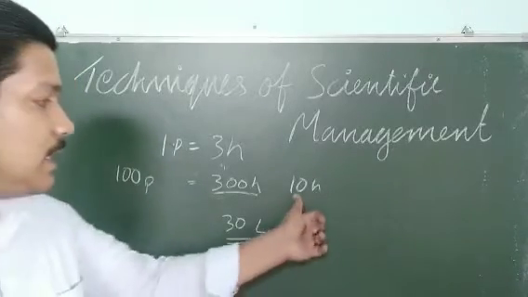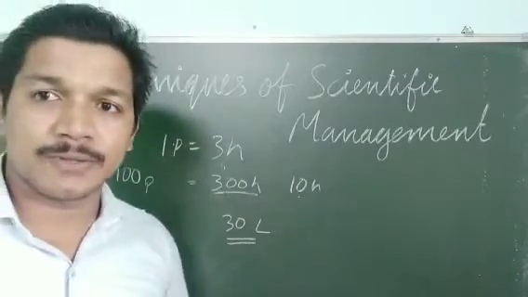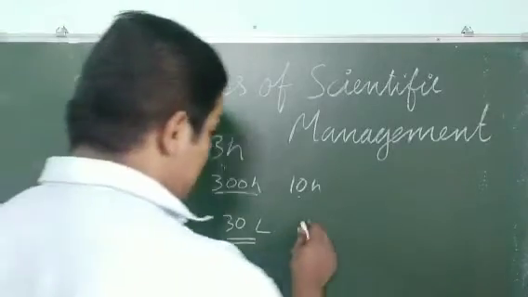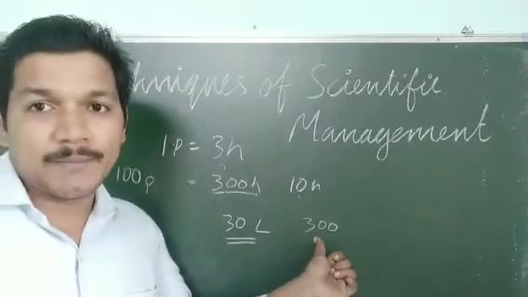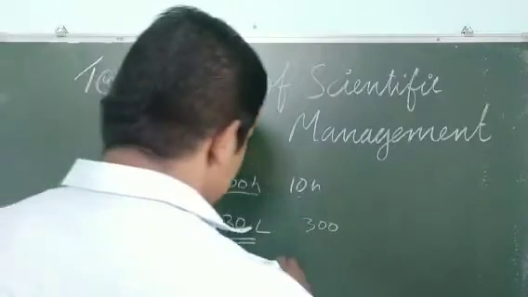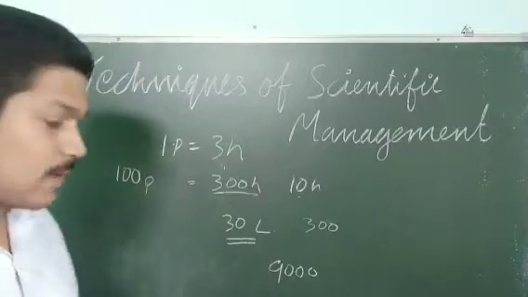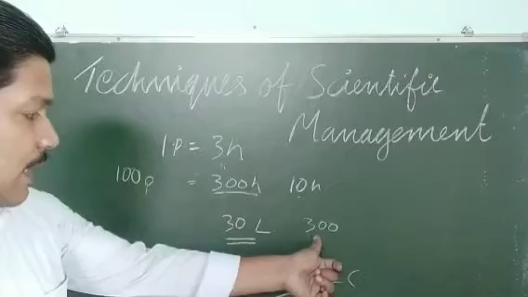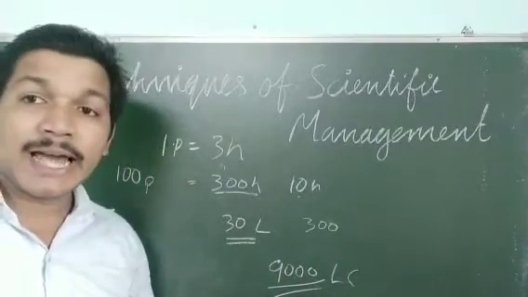If they are spending 10 hours in a day, that way we calculate. And 300 rupees is the cost of labor. If one laborer is costing 300 rupees, then for 30 laborers there will be 9,000 rupees expenditure. So this is the labor cost, and we can calculate how many rupees expenditure will be there.